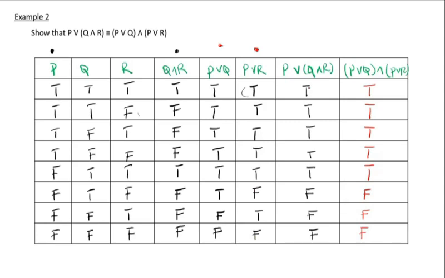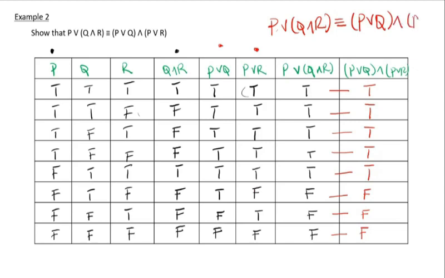So we can see that up to here they are all true, and then coming down they are all false. So true, true, true, true, true, true, true, true, false, false, false, false, and false, false. Because they are all the same, we can now say that P or (Q and R) is logically equivalent to (P or Q) and (P or R). So that is how we construct the truth table to show logical equivalence between two compound statements.